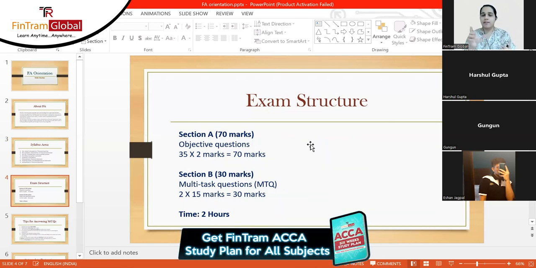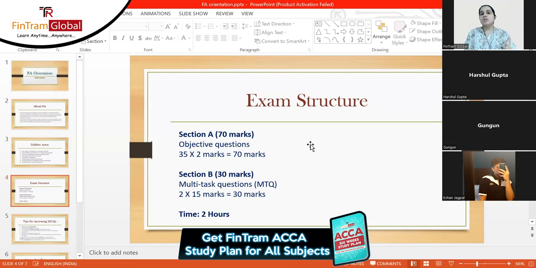It could also have a certain amount of MCQs in it, or it could be a gap filling question, or they could give a section of it, a part of your cash flow, maybe from investing activities, that you have to calculate. So anything like that could be given.